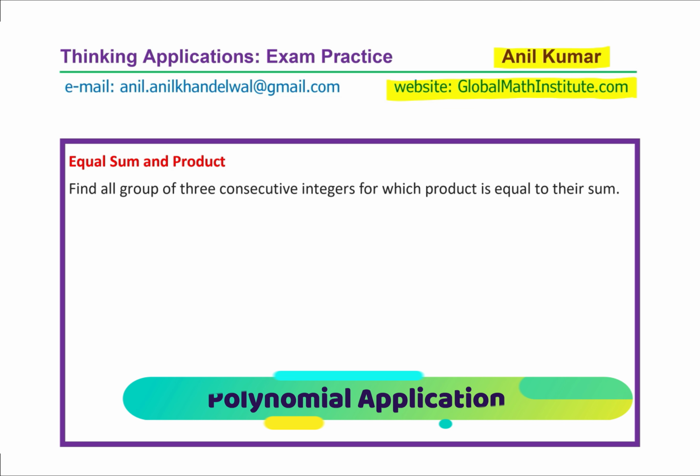In this video, we'll take up a thinking application. It is an exam practice problem for you. I'd like you to pause the video, read the question, answer, and then look into my suggestions. The question here is, find all groups of 3 consecutive integers for which the product is equal to their sum. Perfect. So we'll first understand the strategy and then the solution.